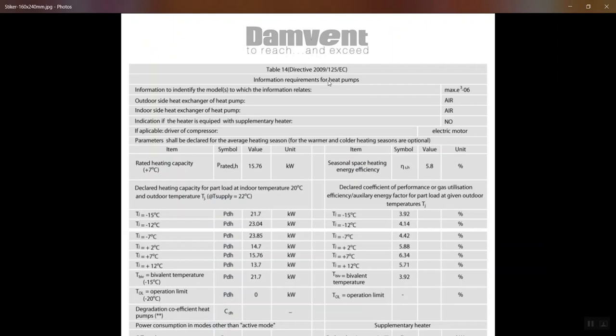So these were our comments on the mandatory information requirements for the heat pump table that basically needs to stay as a stamp, as a table on each heat pump, and we really hope that we were useful with our information.